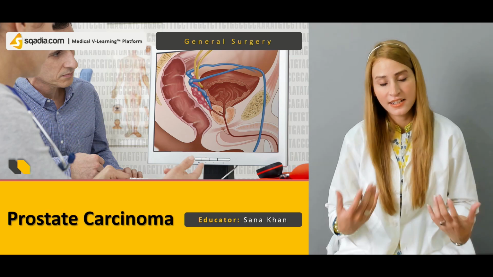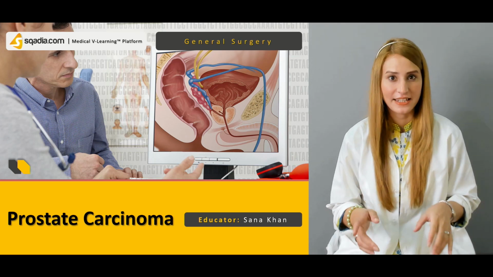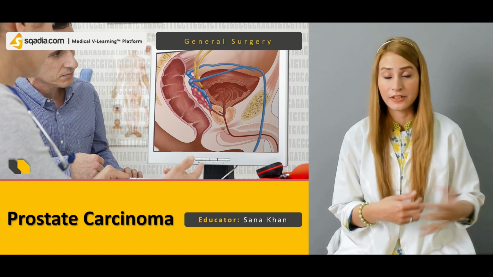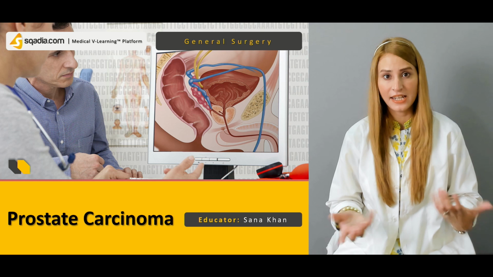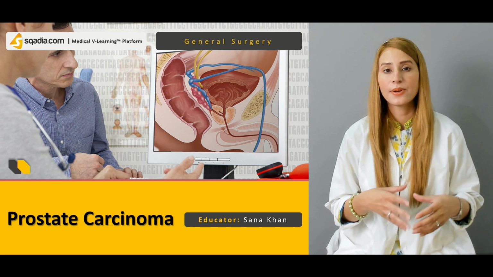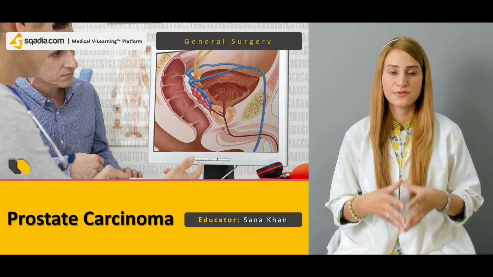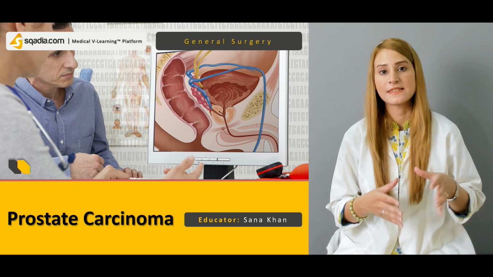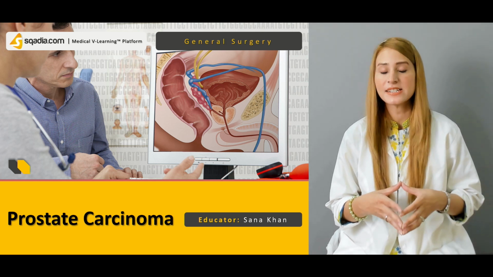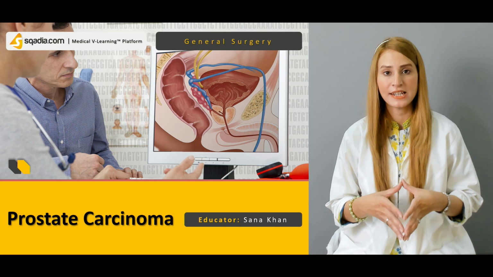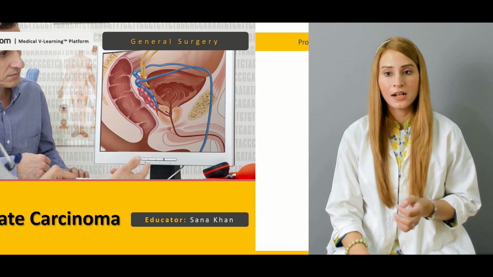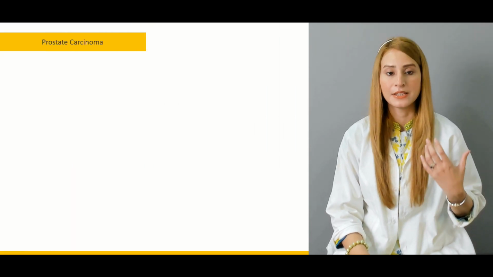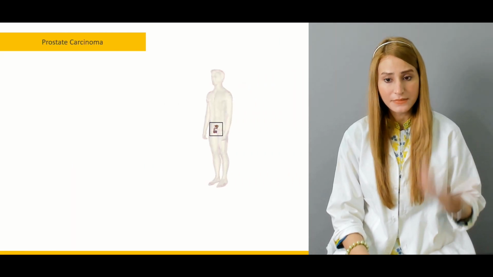So let's just discuss today about prostatic cancer, because in the last lecture we have been discussing benign prostatic hyperplasia. So in the prostate, there are two things which are very much important. One is benign prostatic hyperplasia, which we have covered in the previous lecture, and the other is prostatic cancer. So today our main focus would be on prostatic cancer.